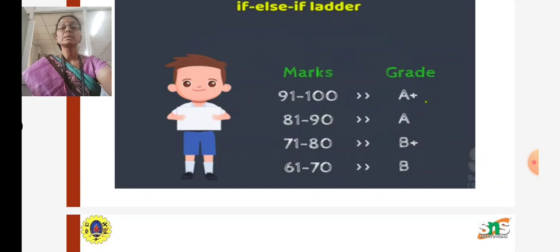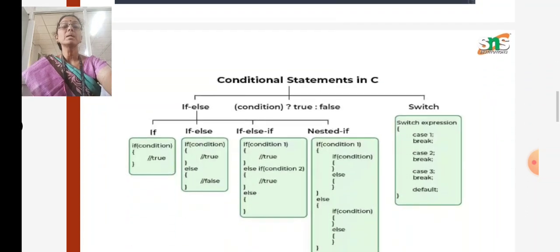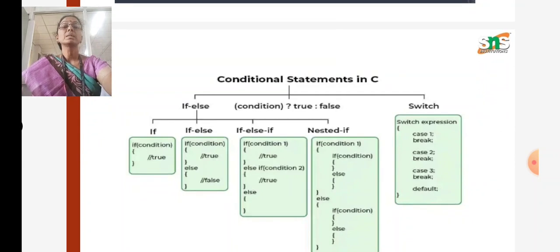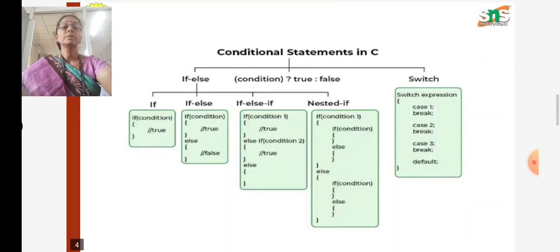So what is an if-else ladder? It is a conditional statement. The conditional statements in C are classified into if-else, where the condition is either true or false, and switch case statements. In the if-else we have a simple if, if-else, else-if ladder, and nested if. These are the 4 classifications in if-else. Now we are going to solve our problem statement using the nested if or if-else ladder.